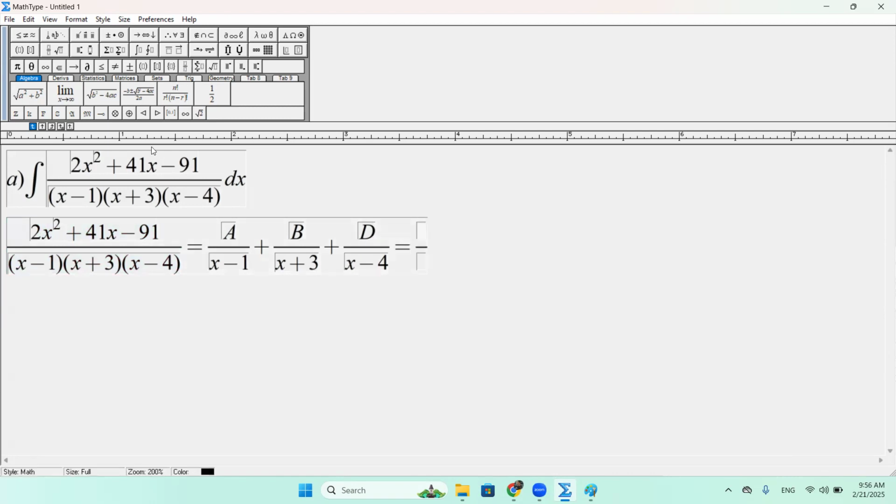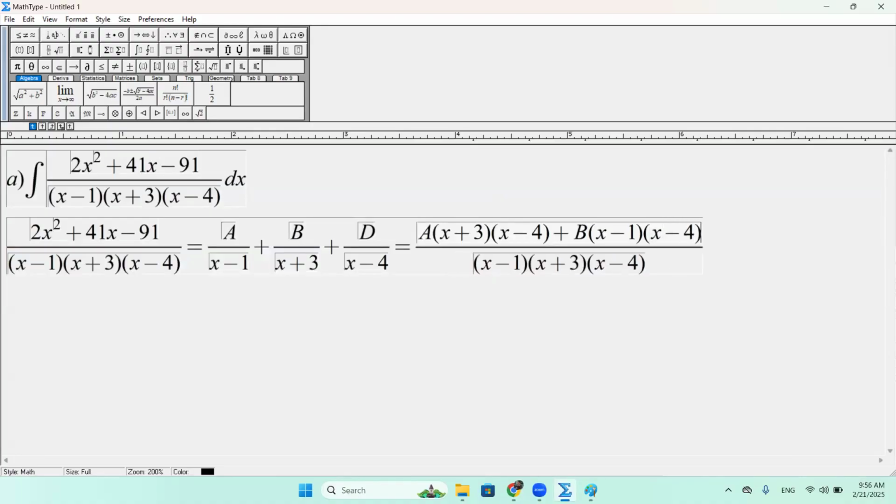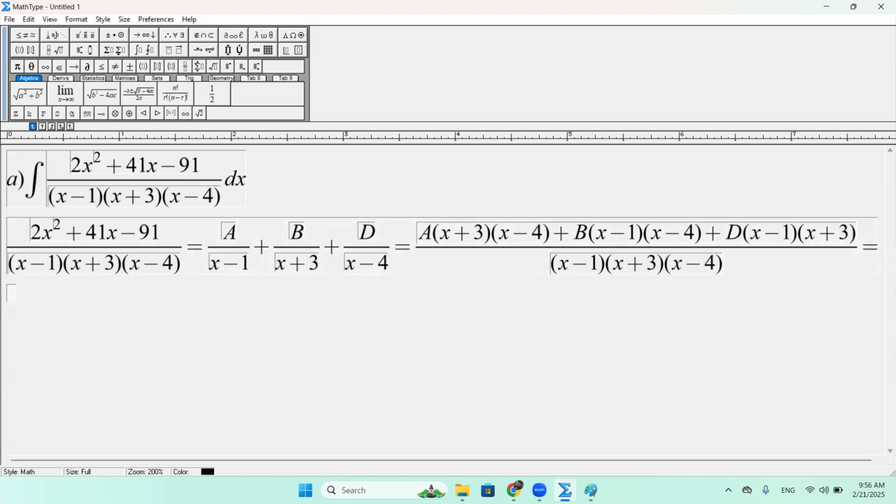So now let's move again to the common denominator. A will be multiplied by x plus 3 and by x minus 4. B will be multiplied by x minus 1 and x minus 4. And D will be multiplied by x minus 1 and by x plus 3. Now let's expand brackets.